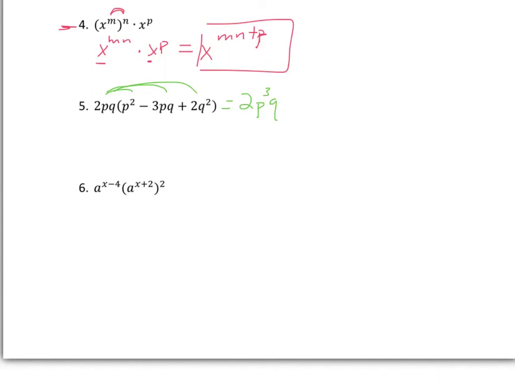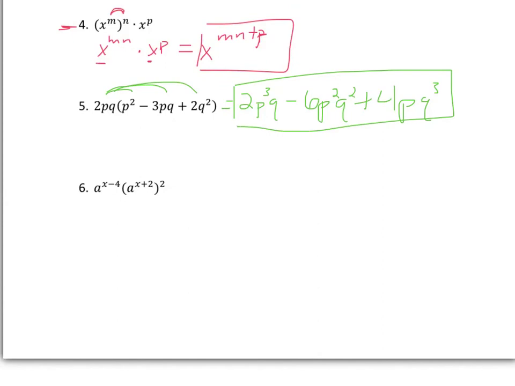Right? That's a lot of stuff. The next one, we have to multiply our coefficients. So minus 6. P times p is p squared. You add the exponents, 1 plus 1. Q times q, q squared. Add the exponents. And then lastly, plus 4, because we've got 2 times 2. The p is not going to change. Q times q squared is q cubed. And right there, we're finished.